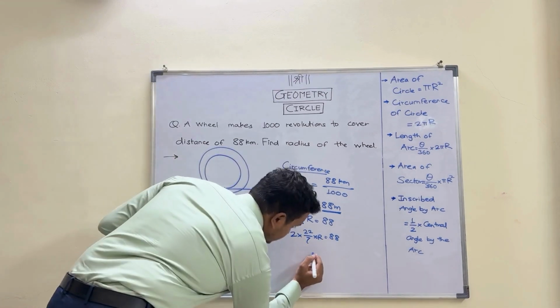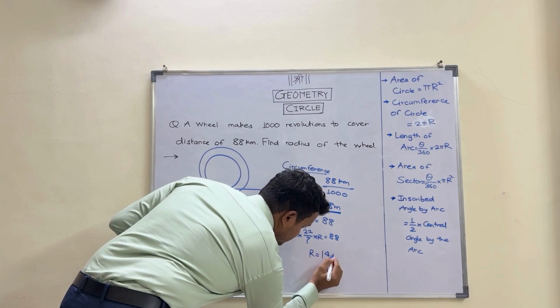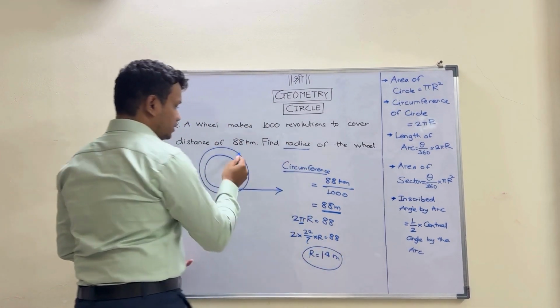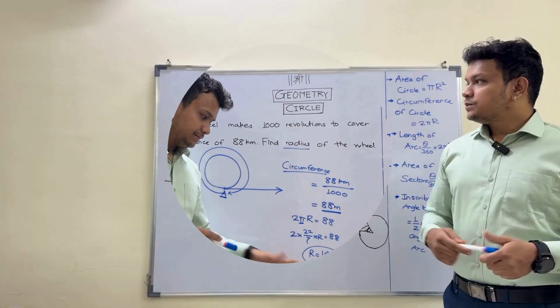So if I solve this, I'll get the answer 88 by 4. It should be 14 meters, correct? So the radius of my circle here, or the radius of the wheel, is 14 meters. So this is my final answer. Let's move to another question.